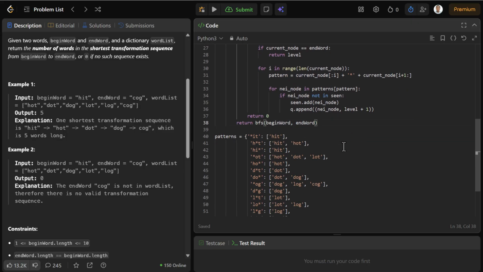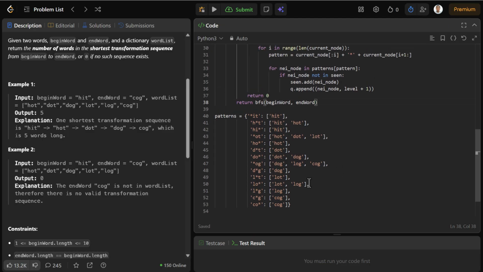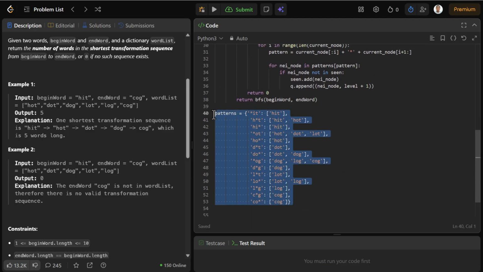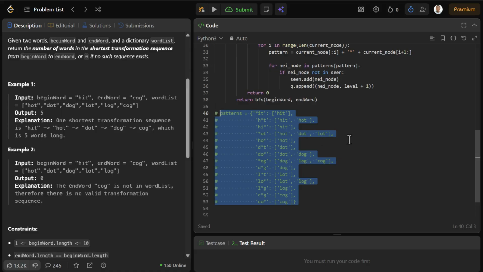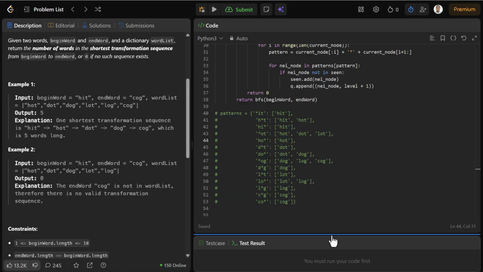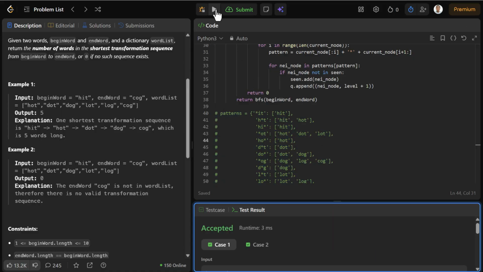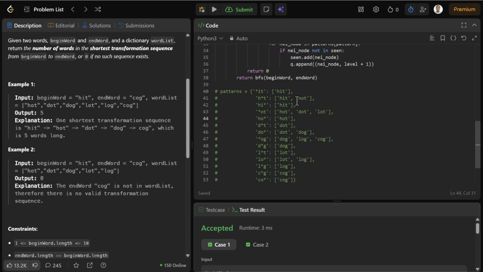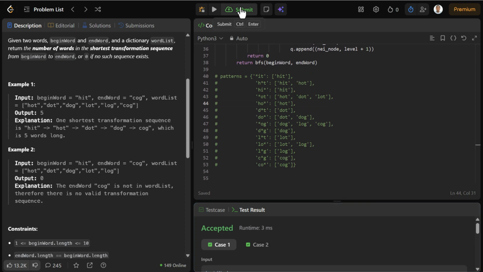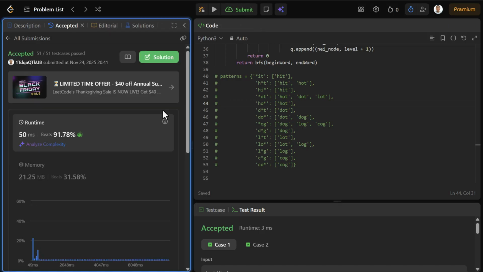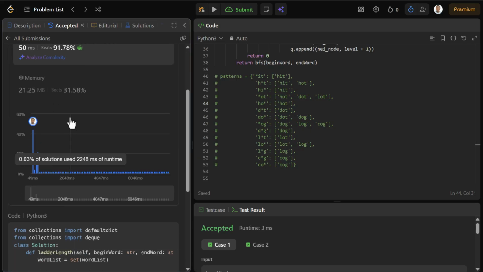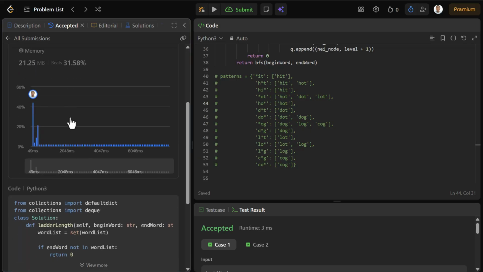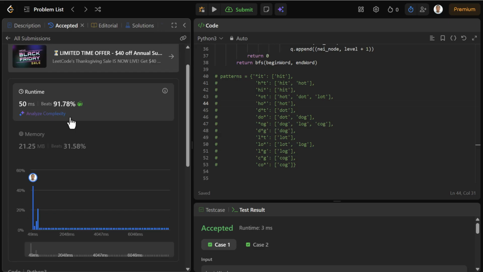All right, so this is what we should have. I'm just going to go ahead and comment this and see if this should work. Hopefully it should work. So yeah, we have it to be accepted. Let me go ahead and submit this. Oh wow, so yeah, this is a very good solution. I'm very happy about it.